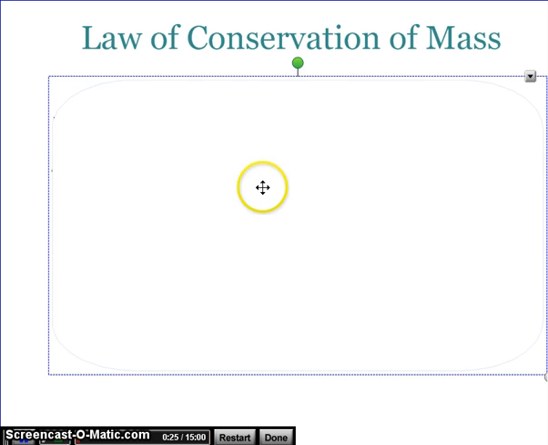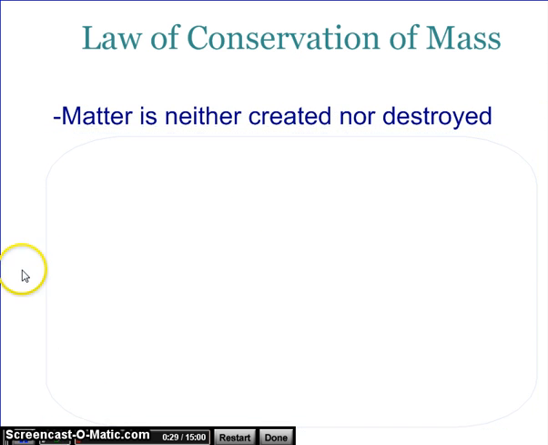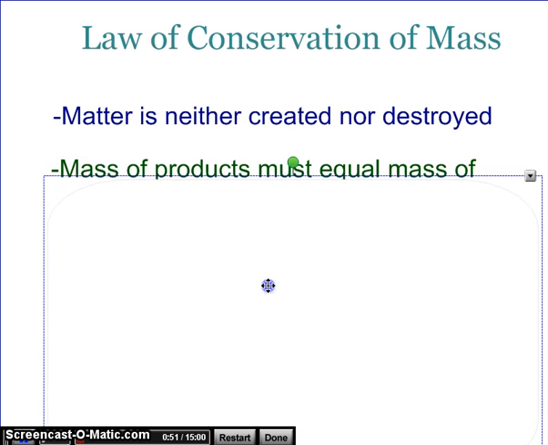The first part of this is that matter is neither created nor destroyed, which means we can't just have atoms and molecules suddenly appear or disappear. They have to come from somewhere or go to somewhere. So remember that a chemical reaction is when the atoms in substances rearrange to form new substances or different substances.